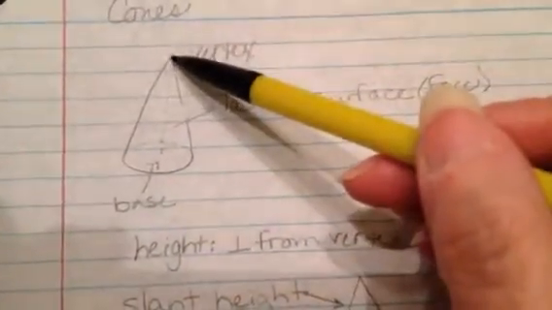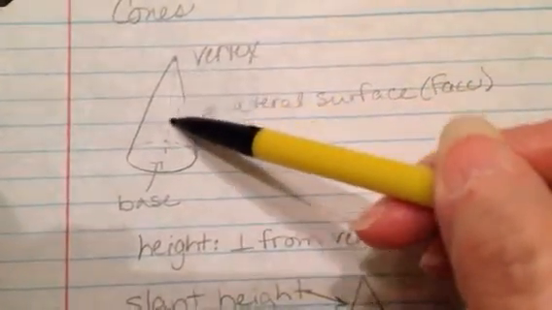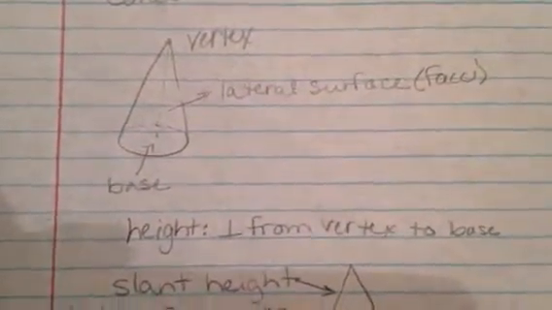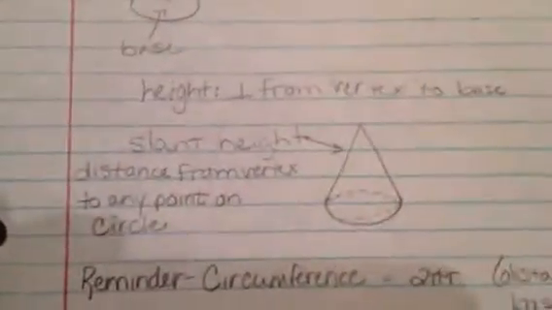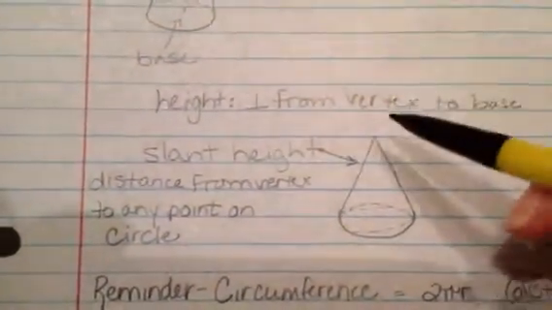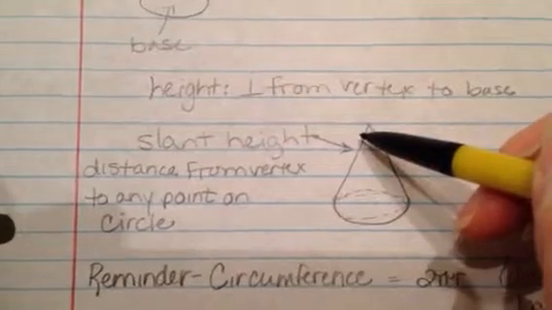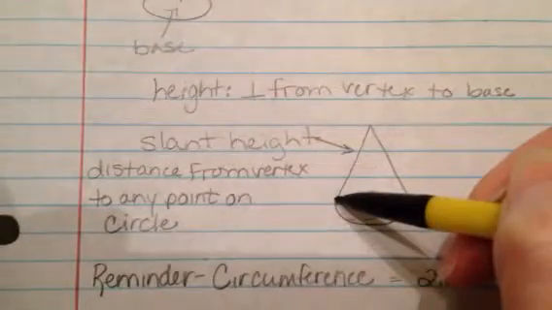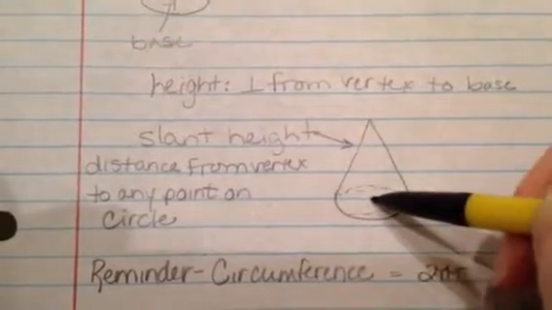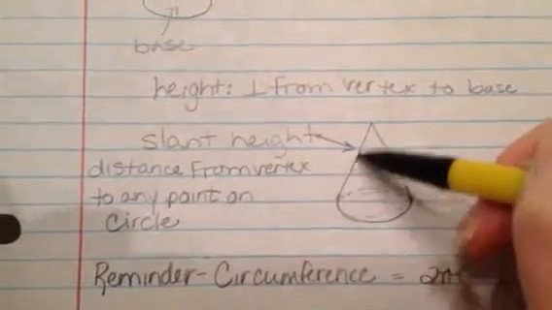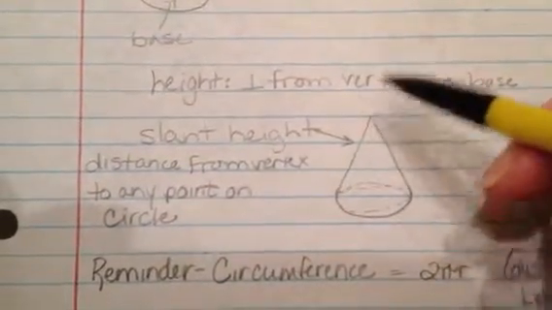We still have a height, and a height is the perpendicular that's from the vertex to the base. It's often called the altitude. Like in a pyramid, you have a slant height, and the slant height is that distance from the vertex to a point on the circle. Not to the center, but a point on the circle, so it's that leaning height.